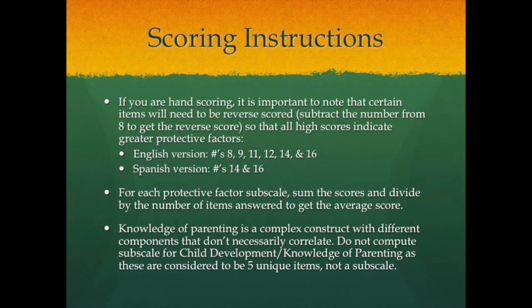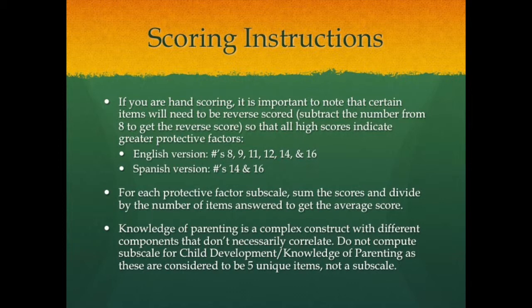In case you are hand scoring, instructions are provided here. The first important thing to note is that certain items will need to be reverse scored so that all high scores indicate the presence of greater protective factors. So what's meant by this is that in some items, a 7 might be a good thing if that meant that you strongly agree that you have someone to call in the case of a crisis. But in another case, a 7 may be not such a good thing because you're strongly agreeing that you don't know where to go for help if you have trouble making ends meet.